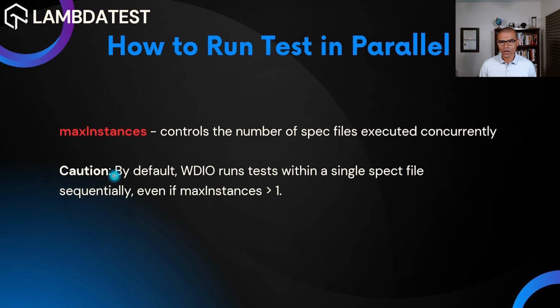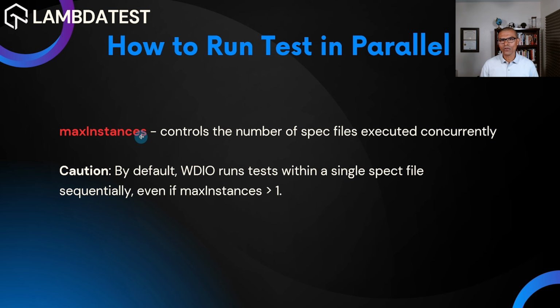And I have a word of caution here because this can be a bit confusing, and it is that by default, WebdriverIO runs your tests within a single spec file sequentially. Okay, so it doesn't matter if you set this max instances to a number greater than 1. If you only have one spec file, that means that those tests inside of that spec file will run sequentially, one after the other. It is only when you have multiple spec files that your tests begin to run in parallel.